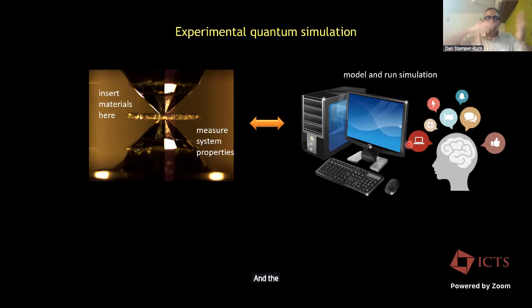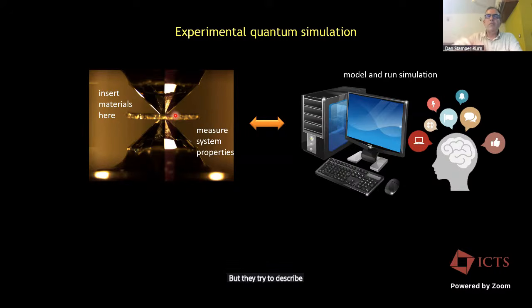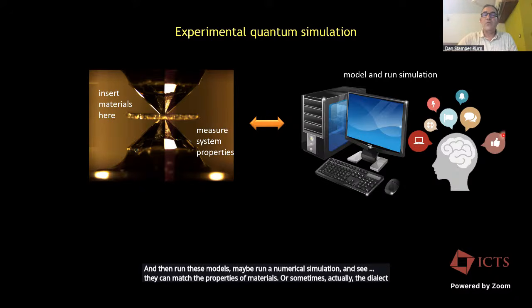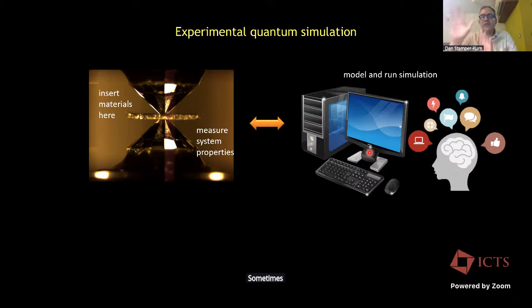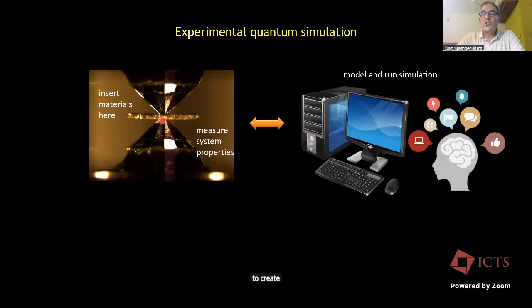And the theorists sort of dream, they try to simplify what's happening inside this material because it's really too complicated to fully describe. But they try to describe some minimal models and then run these models, maybe run a numerical simulation, and see whether they can match the properties of materials. Or sometimes actually the dialectic goes the other way. Sometimes theorists actually first dream up some concept of materials and they challenge the experimentalists to create some material that shows what the theorists have been thinking about.